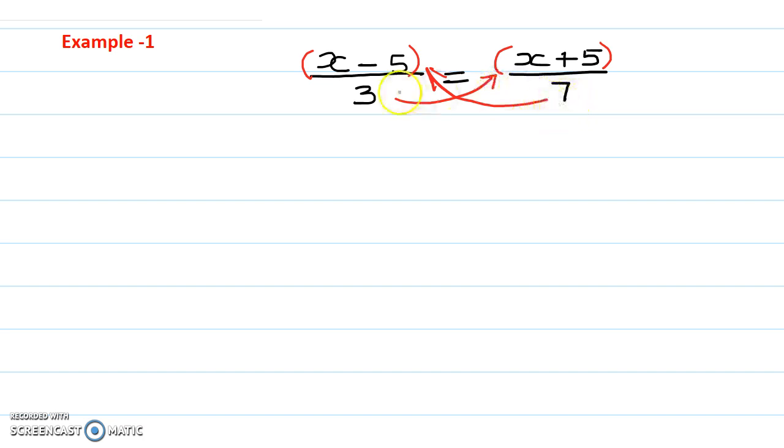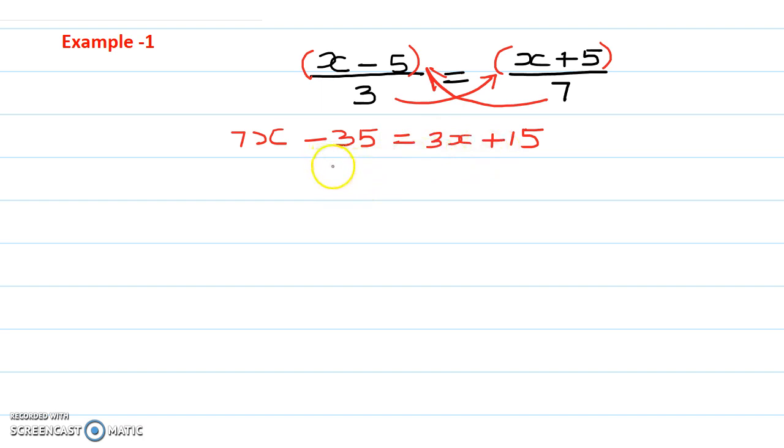So once we multiply 7 with x, we get 7x, 7 times minus 5 is minus 35, and equal sign. Now 3 times x is 3x, and 3 times plus 5 is 15. So if you see here, x is coming on both sides, left hand side and right hand side. So our main aim is to collect all x terms on one side and the rest of the terms on the other side.